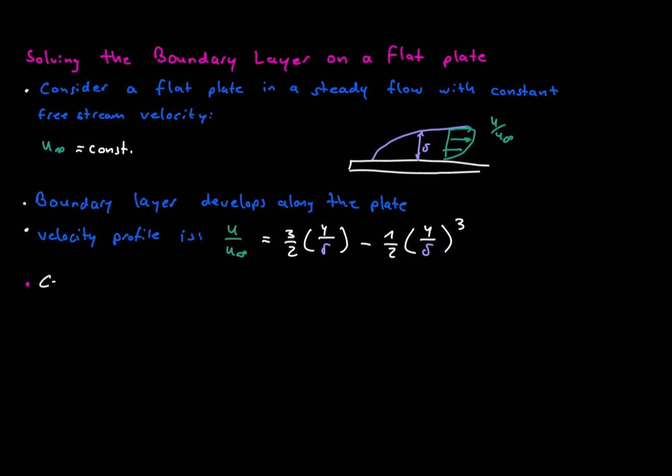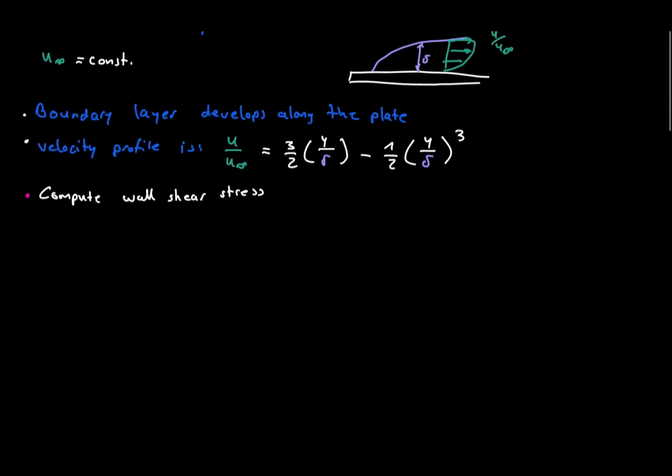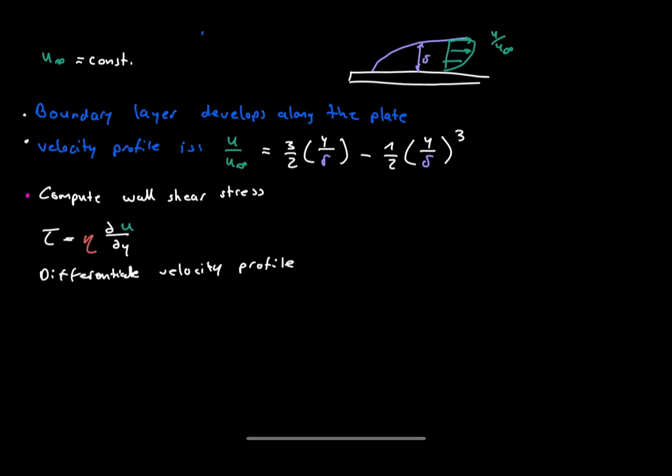First, we compute the wall shear stress. From Newton's law of viscosity, tau equals eta times du dy. We differentiate the velocity profile with respect to y.